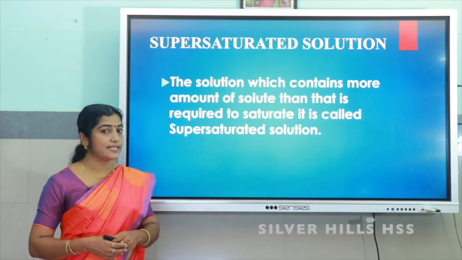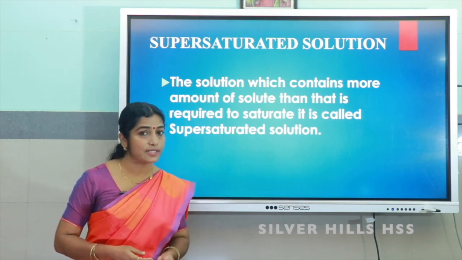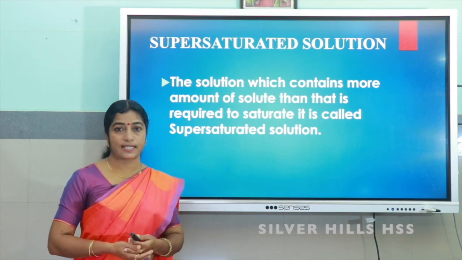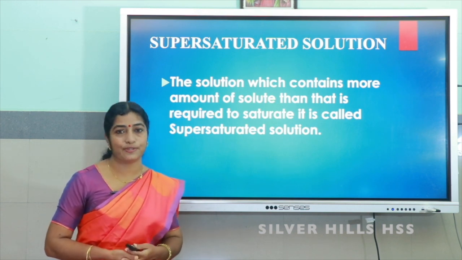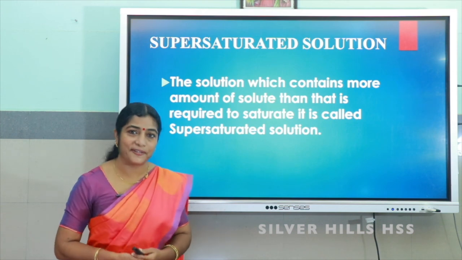Now children, we discussed different types of solutions, that is dilute solution, concentrated solution, unsaturated solution, saturated solution, as well as supersaturated solution. So I hope you understood, and thank you.